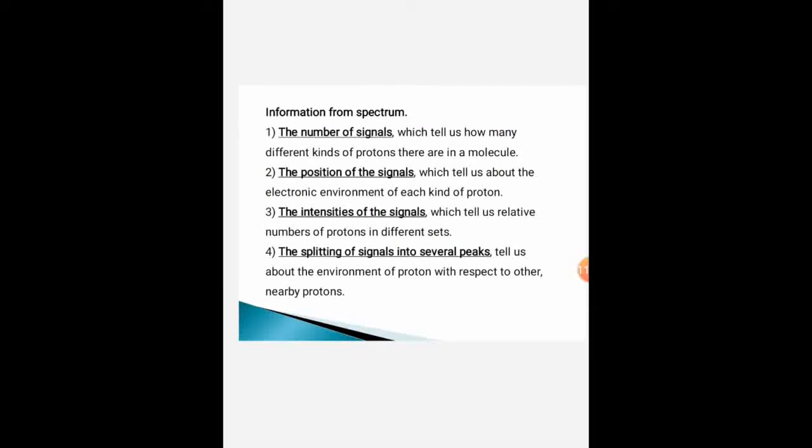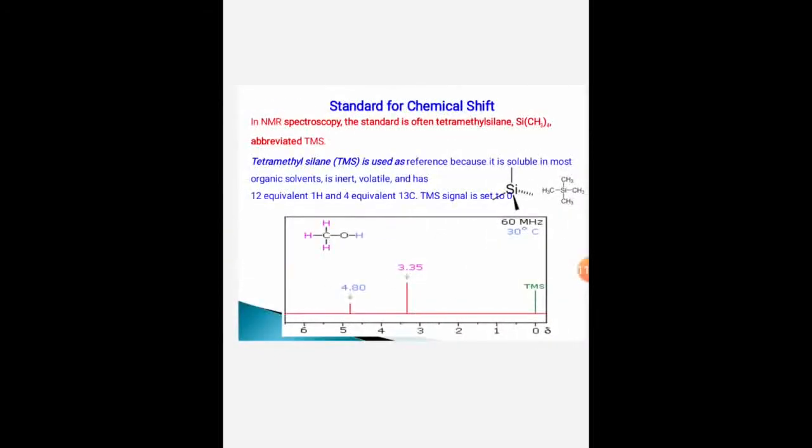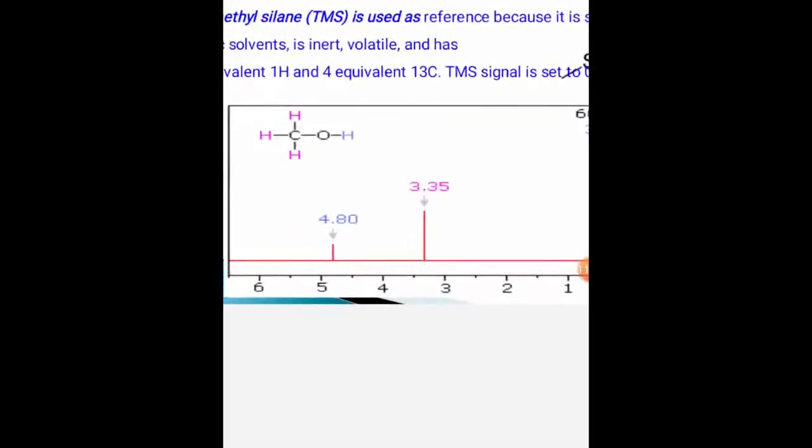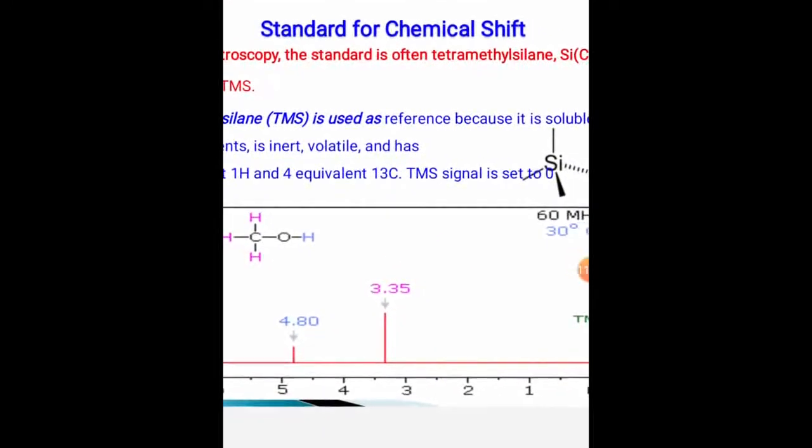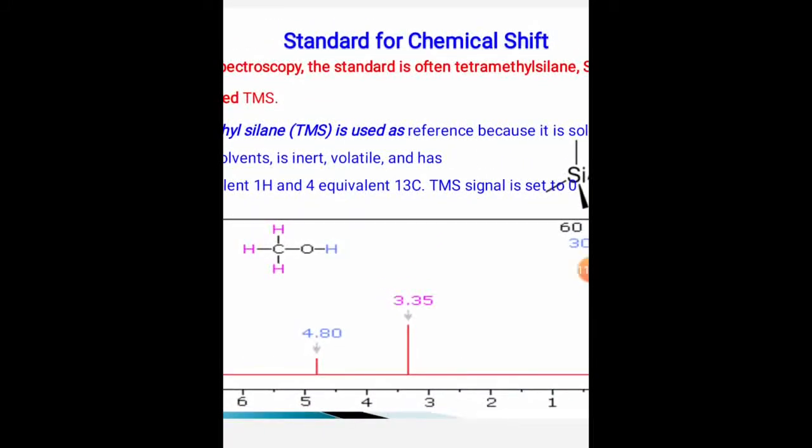The second information is the position of signal. The position of signal tells about the electronic environment of each proton. Now see here, the two peaks are observed at delta value 3.35 and delta value 4.80, having different chemical shift values. This different chemical shift value is due to the different electronic environment of these two sets. One set is CH3 and another set is OH.